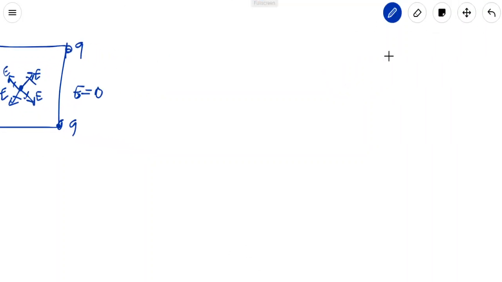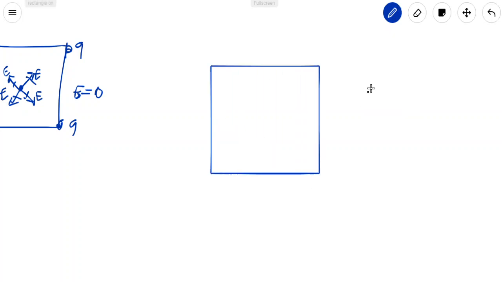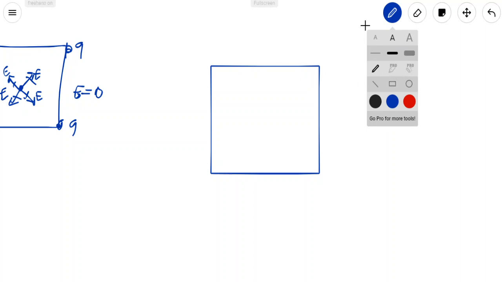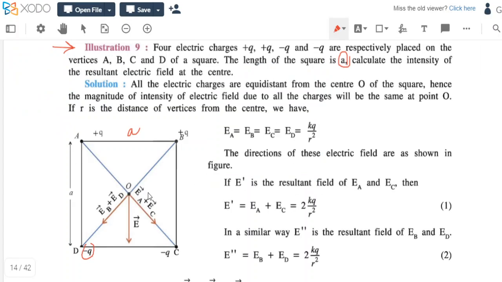Suppose we have a square here, this is a fine one, and suppose we have placed 4 charges here on the vertices. Say this is the positive charge q, this is the positive charge q, and these are 2 negative charges in the below corners. Say these are the vertices A, B, C and D, and we are asked to find where?